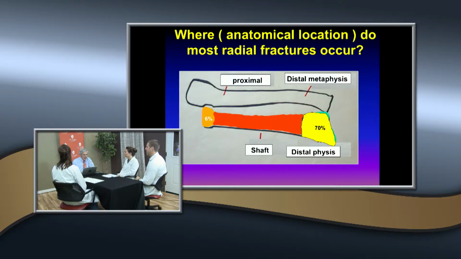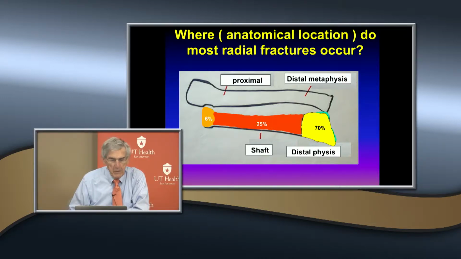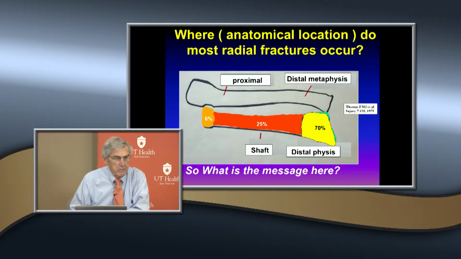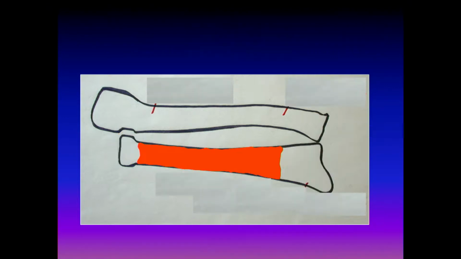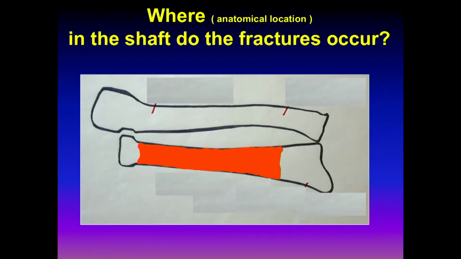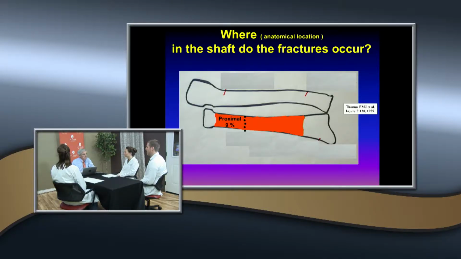So that leaves us the shaft. The message here is that only about 25% of the fractures involving the radius and ulna occur in the shaft. That's because it's diaphyseal bone, a little bit stronger, and it resists some of the tension forces. Now where in the shaft do the fractures occur? Proximal, about 9%. In the middle, about 30%, and in the distal, about 57%.